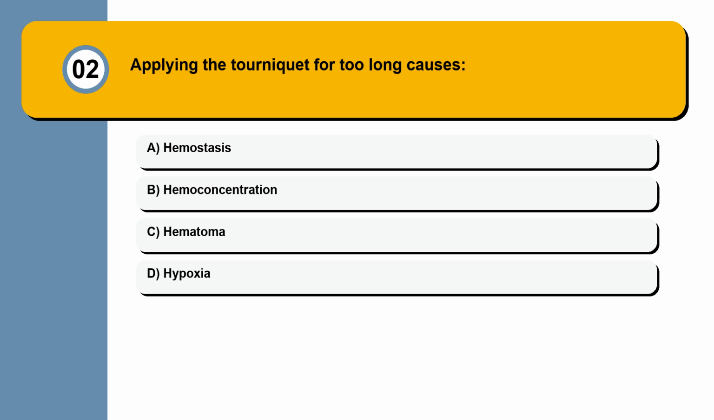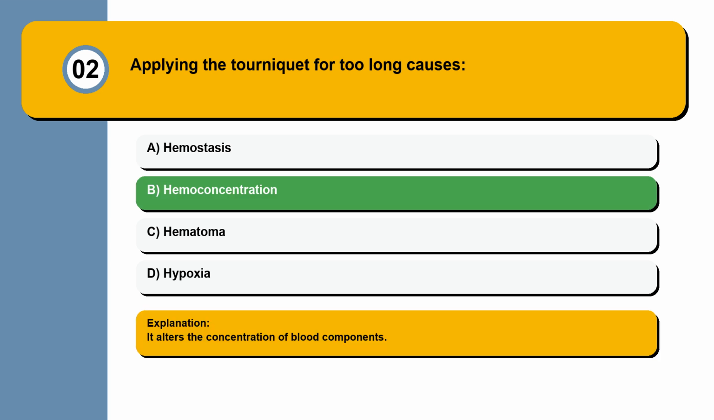Question 2. Applying the tourniquet for too long causes hemostasis, hemoconcentration, hematoma, hypoxia. It alters the concentration of blood components.